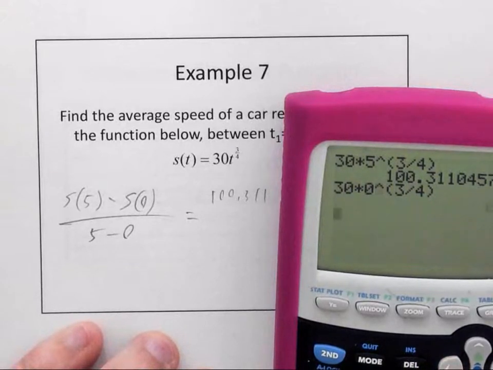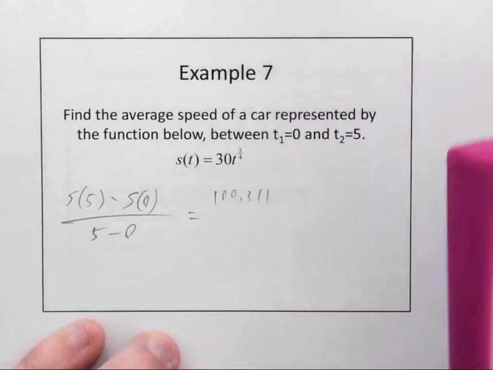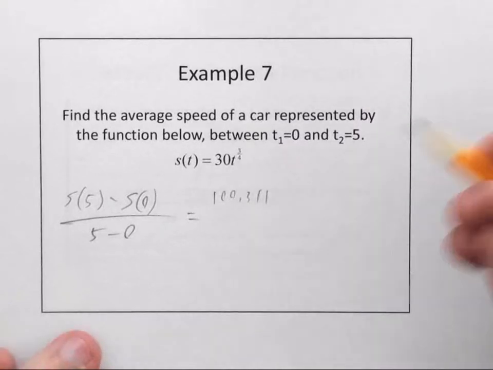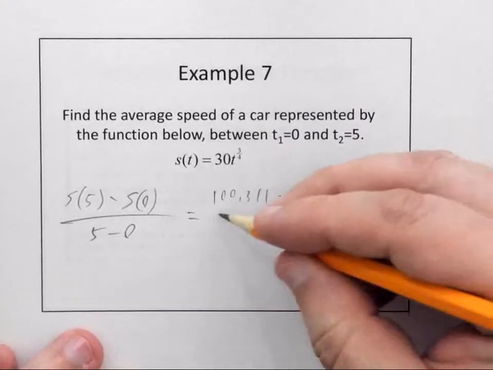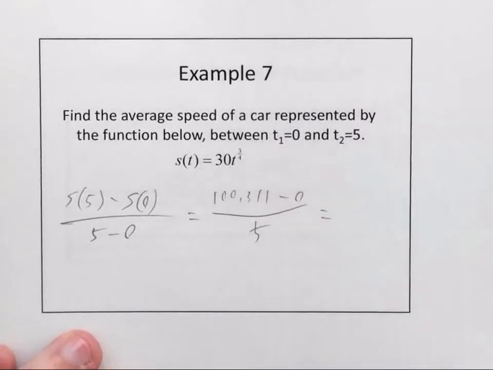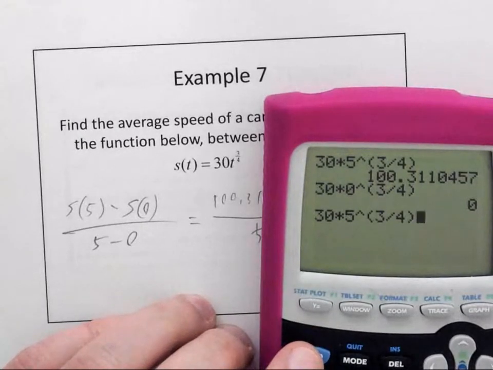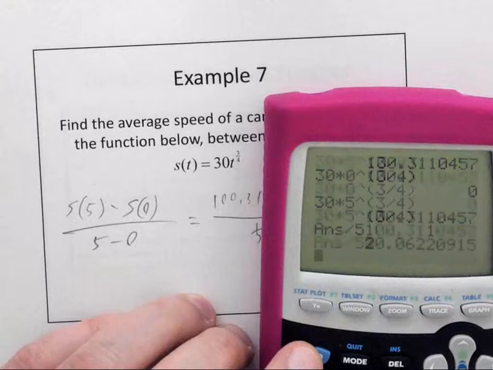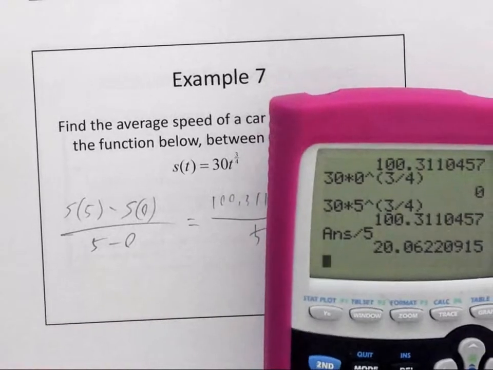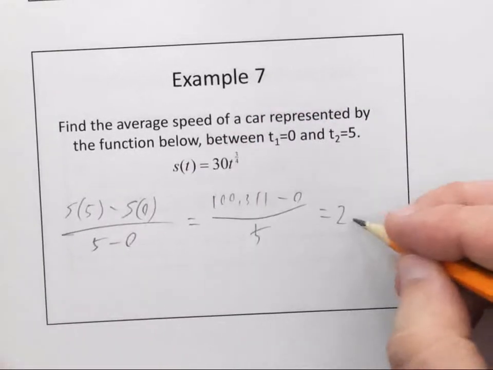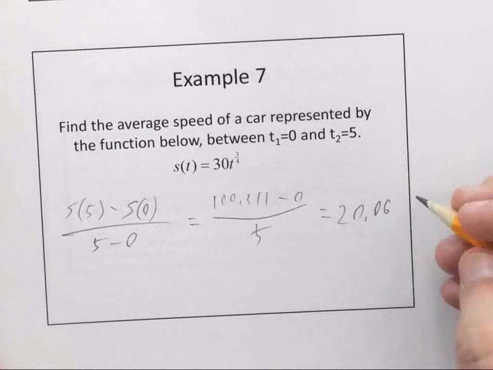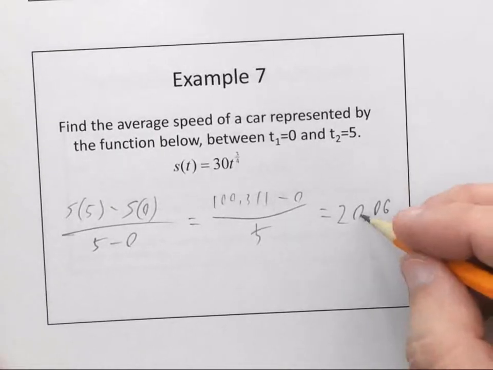I should be able to figure out what that is without it. 30 times 0 is still 0. So I just have that divided by 5, which gives me 20.062. Not 20.06.